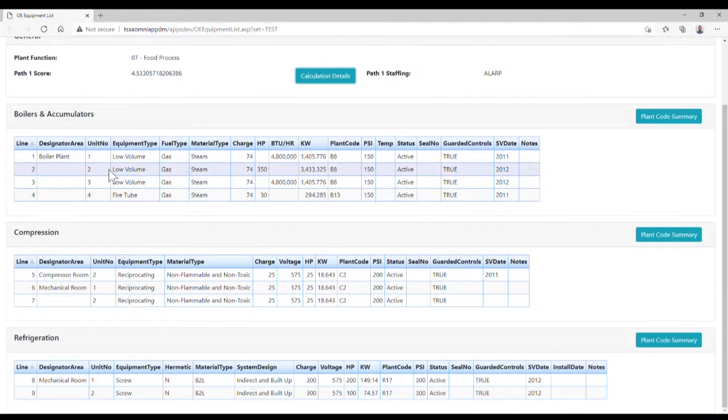We're going to look at the boilers that are there. There are 3 low water volume boilers and 1 fire tube boiler. They're all gas fired, they all produce steam, they all have about 74 gallons. The kilowatts, there's 2 that are 1500, 1 that's 3400, and 1 that's 300. And the whole plant has guarded controls.